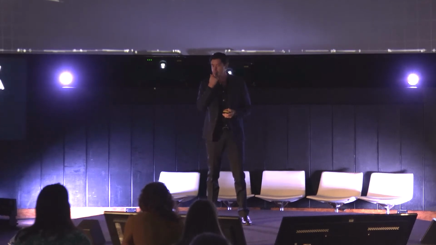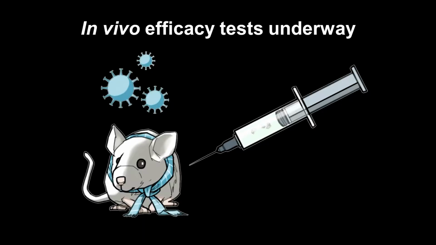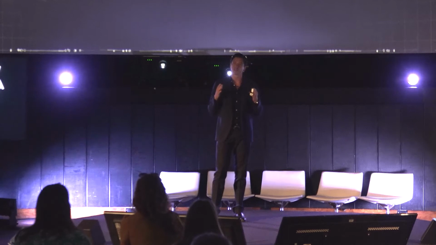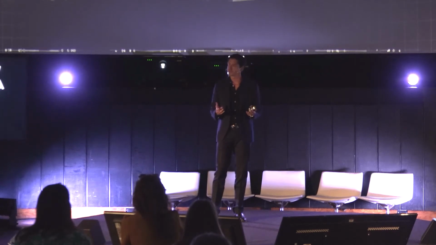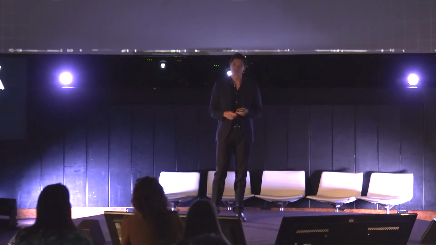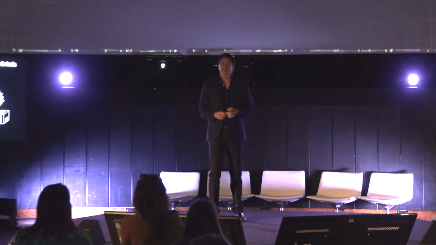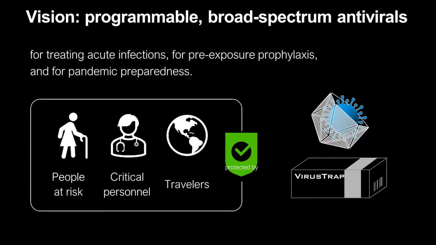Now we're doing in vivo efficacy tests, where we're trying to identify how, and under which circumstances and conditions, we can apply these cages so that we can contain an infection or even prevent an infection in mouse models. The vision is that maybe one day we'll have some kind of programmable broad-spectrum antiviral. We need to figure out whether we can use it to treat acute infections. It will very likely work as a pre-exposure prophylaxis.